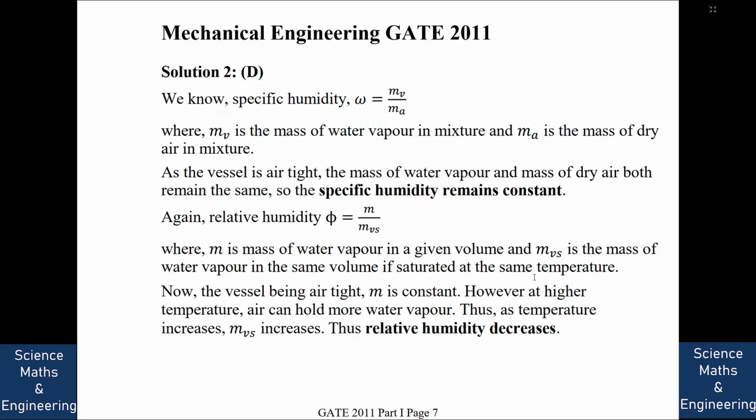However, m is the mass of water vapor in a given volume, so it remains constant as it is an airtight vessel. So our relative humidity phi is equal to m by mvs. Now m remains constant, mvs increases, so relative humidity decreases. Okay, so we'll go to the next question.